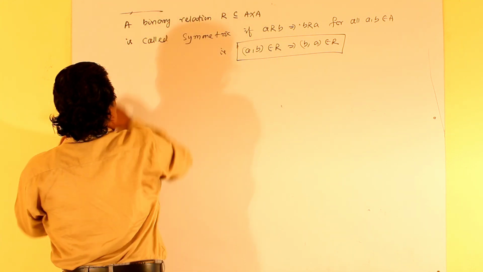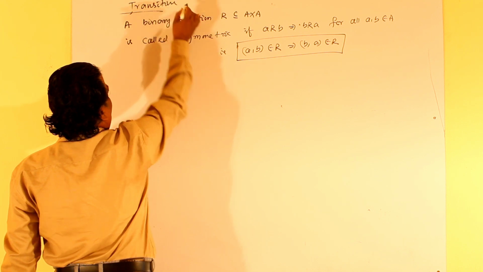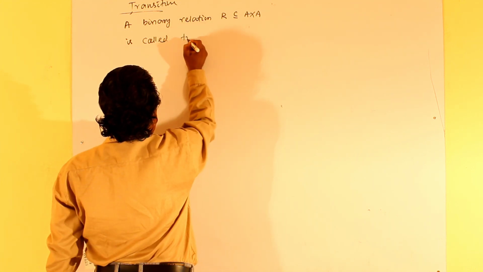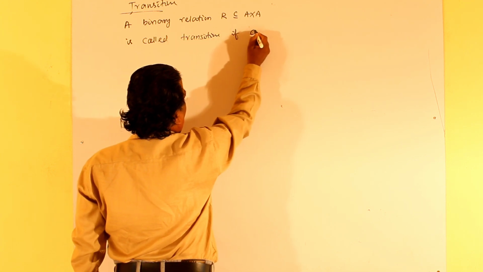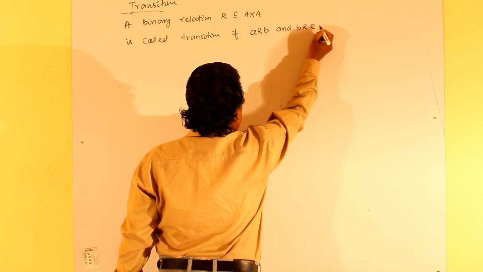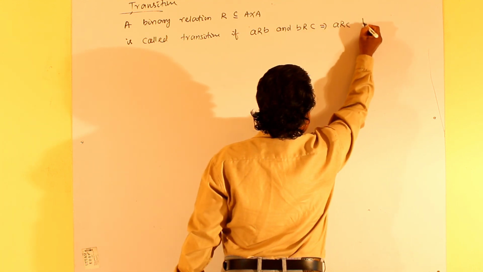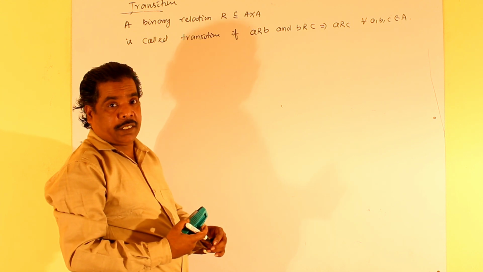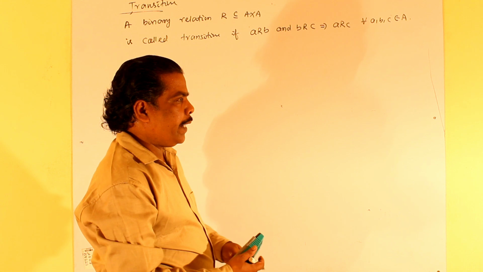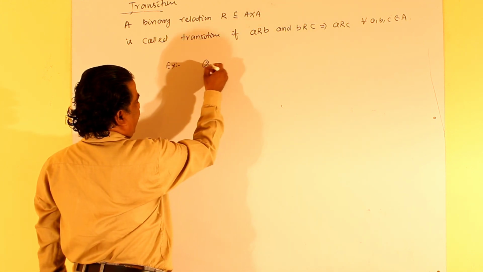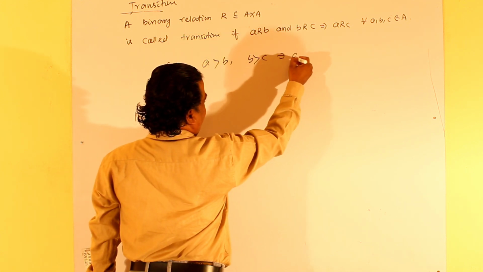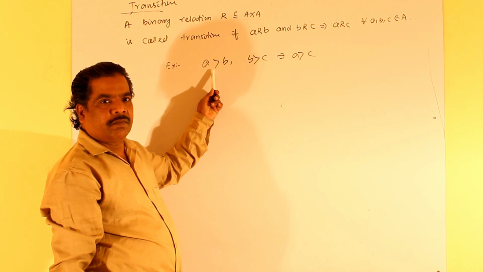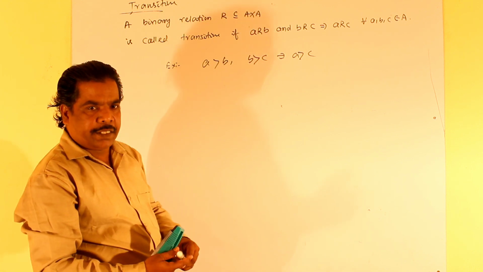Next, transitive relation. A binary relation R, a subset of A cross A, is called transitive if A relation to B and B relation to C implies A relation to C for all A, B, C belonging to set A. Now take an example: let A greater than B, B greater than C. This implies A is also greater than C. So the greater than relation satisfies this condition and is an example of a transitive relation.